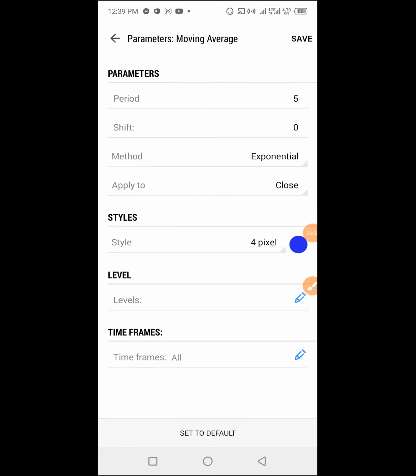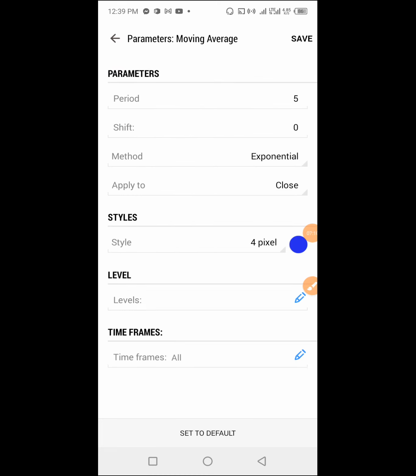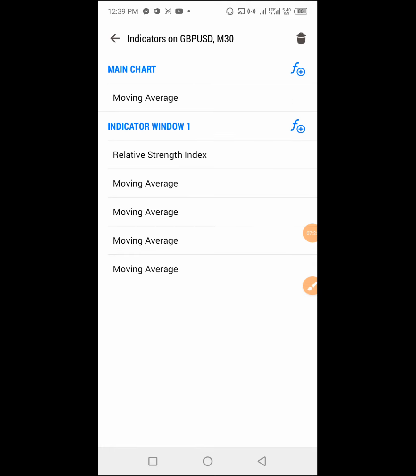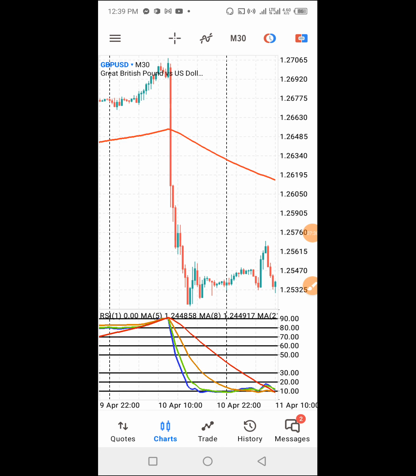Now the next one is moving average. So you click on this window 1 F plus icon to add those moving averages and others. When you click on it, the first moving average is period of 5, exponential, apply to close. Then use any style of your choice, that means any color of your choice, then click save. The second one is period 8, any color of your choice, exponential also. The third one is 21, any color of your choice, and the last one is 200, any color of your choice.